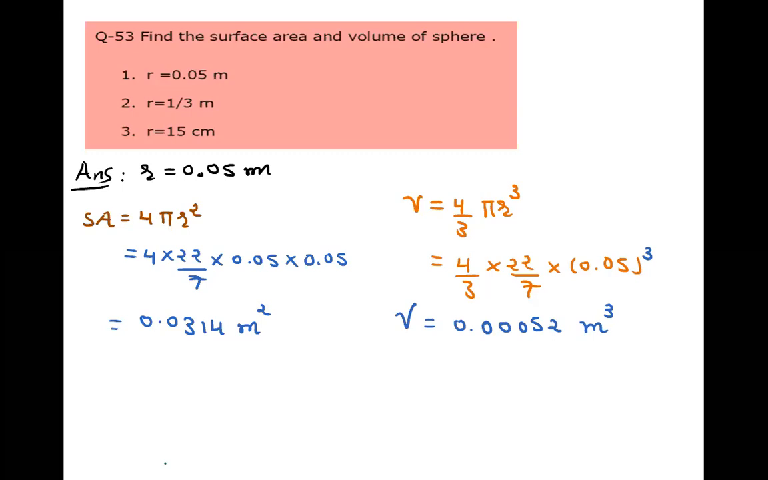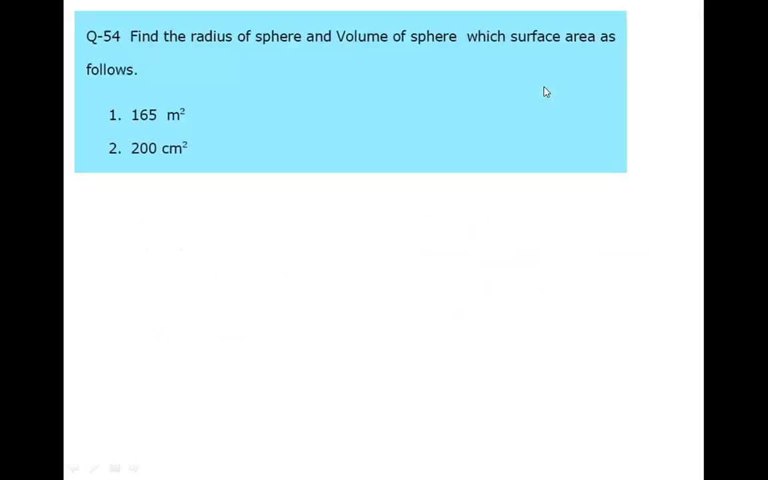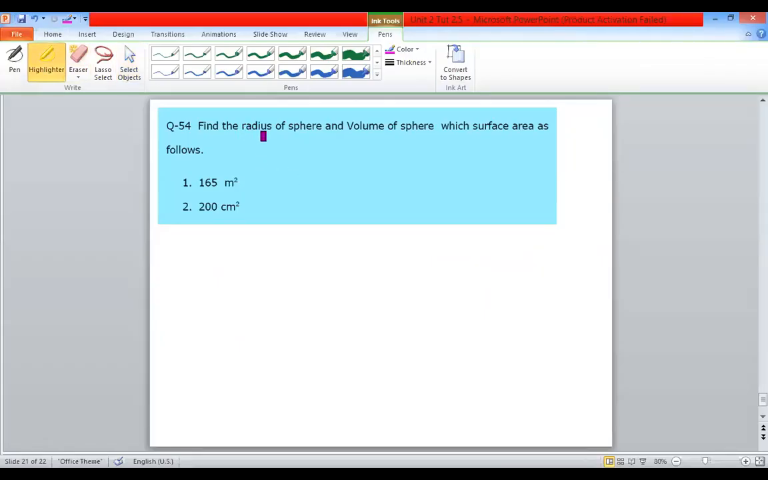So next is in your homework. Now the next example on your screen. This example was just to give a brief introduction to the formula. Now the next one. Here, find the radius of the sphere and its volume. So first of all, we find the radius.